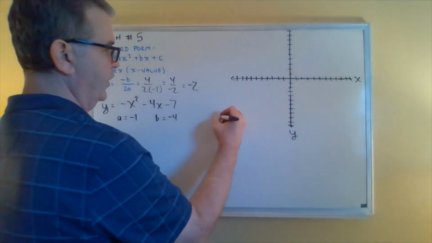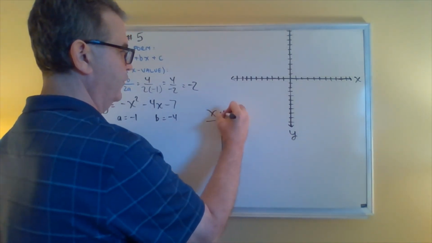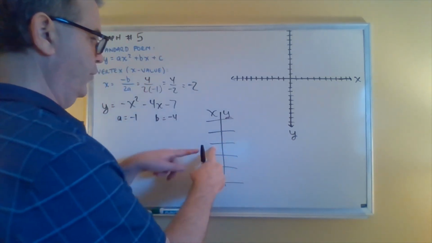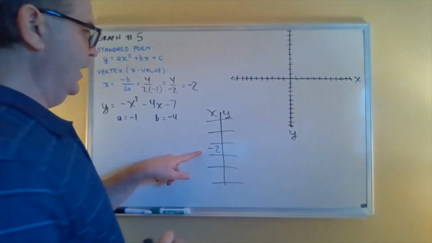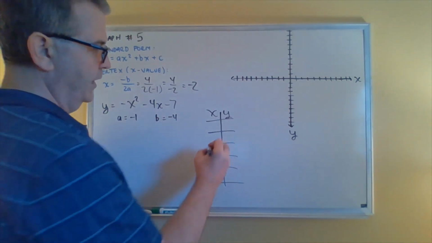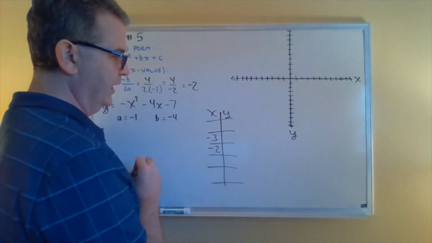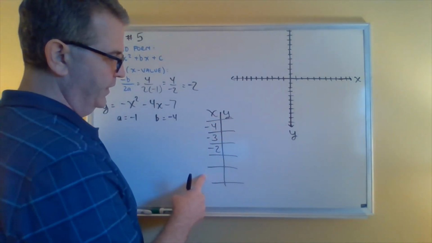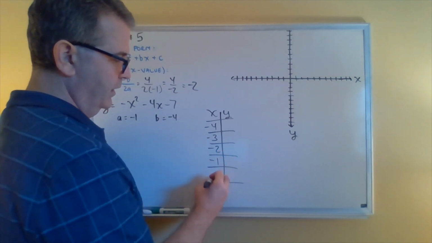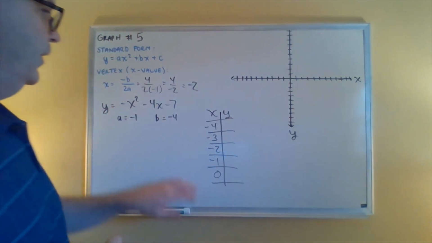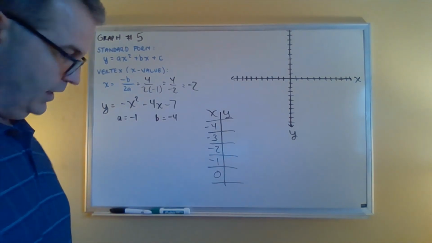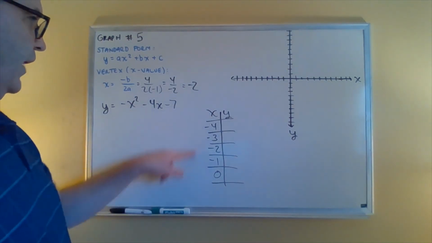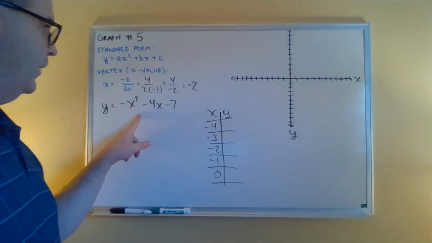So I'll go ahead and make my t-chart of x, y. I'm going to be looking for 5 points. This middle point here, I'm going to have -2 for my x value. I'm going to subtract 1 going up. So -2 minus 1 is -3. -3 minus 1 is -4. I'm going to add 1 going down. -2 plus 1 is -1. -1 plus 1 is 0. So these are values that I'm going to plug into my equation here to calculate my y.